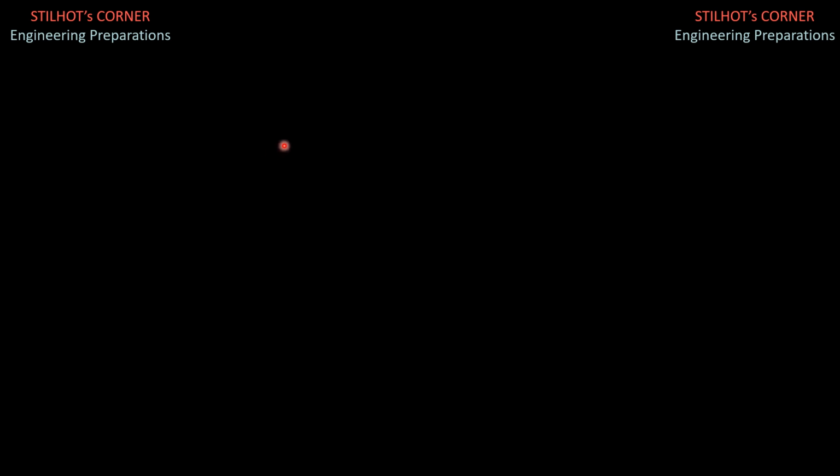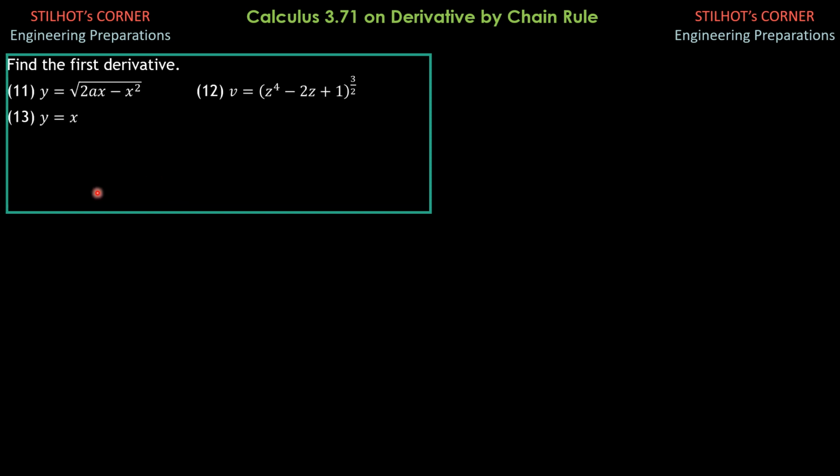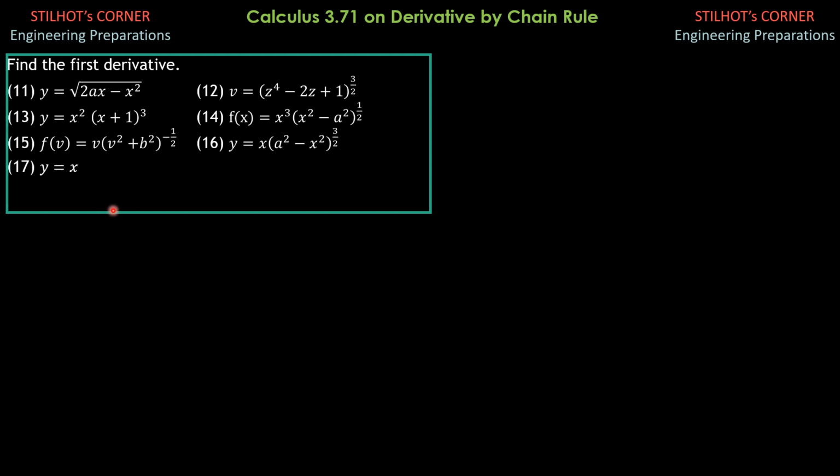Hello, future engineers. Here is another video in calculus, particularly on the applications of derivative, particularly on evaluating derivatives using the chain rule. So here we go. These problems, I think, are taken from the book by Love and Rainville. Find the first derivative. These are the exercises 11 to 20, so it will take time. I hope that you can follow my solutions presented and the explanations.